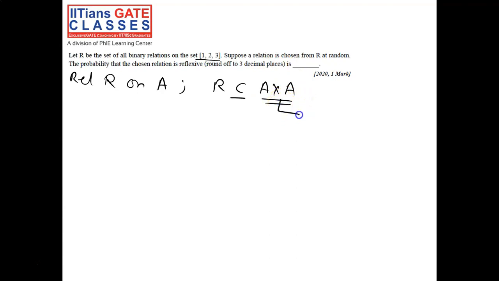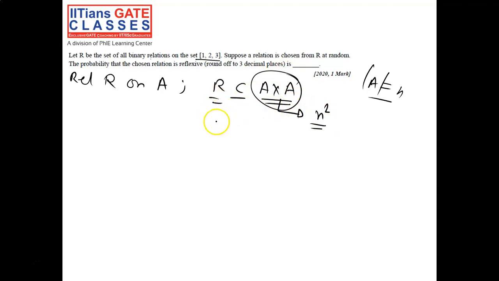This A cross A means the cross product of A. So how many elements are there in A cross A? Let's assume that the cardinality of A is n, that is, the set A has n elements. Then A cross A will have n square elements, and R is nothing but a subset of A cross A.